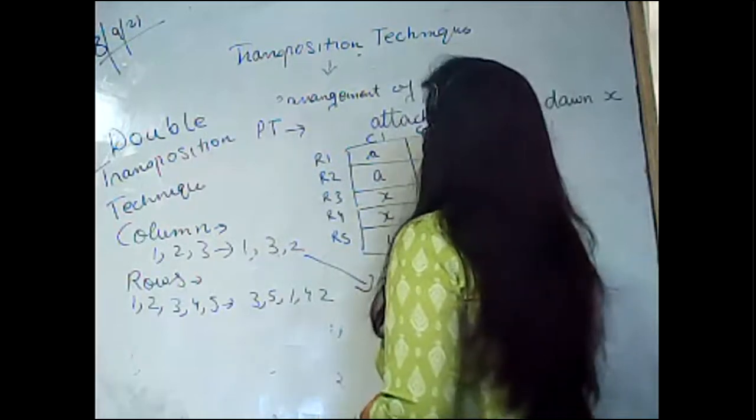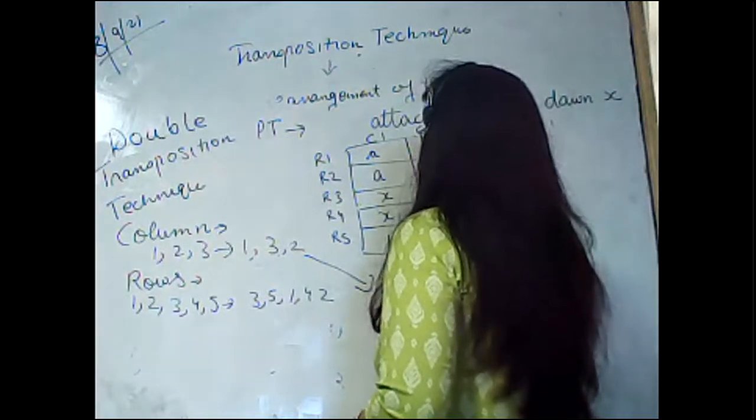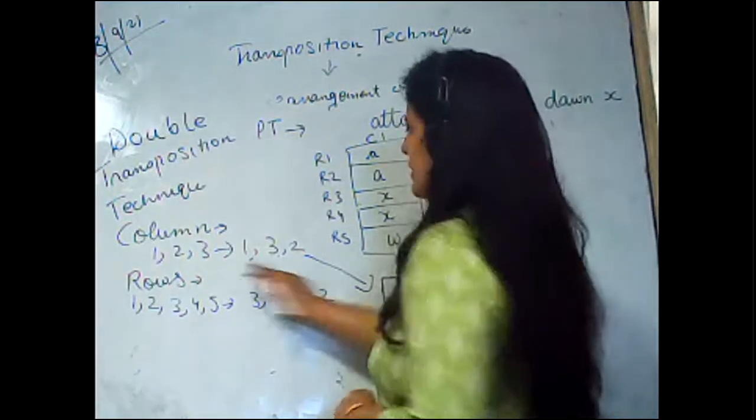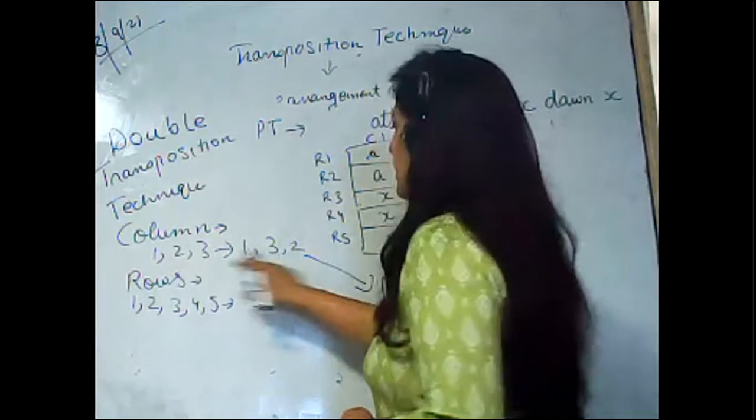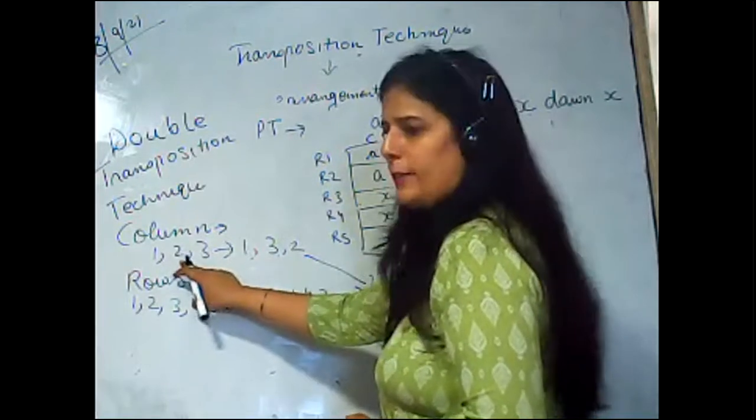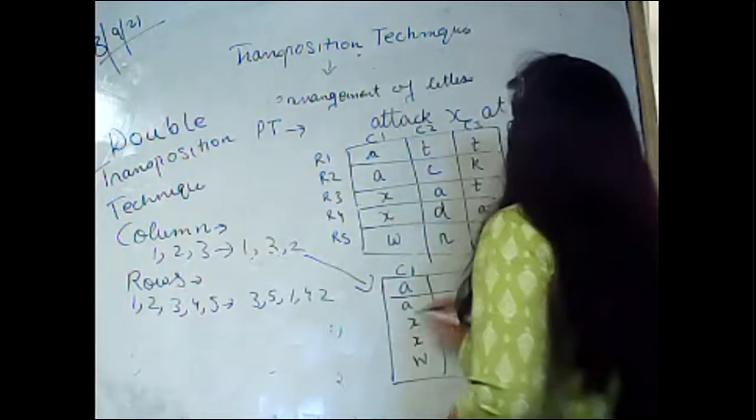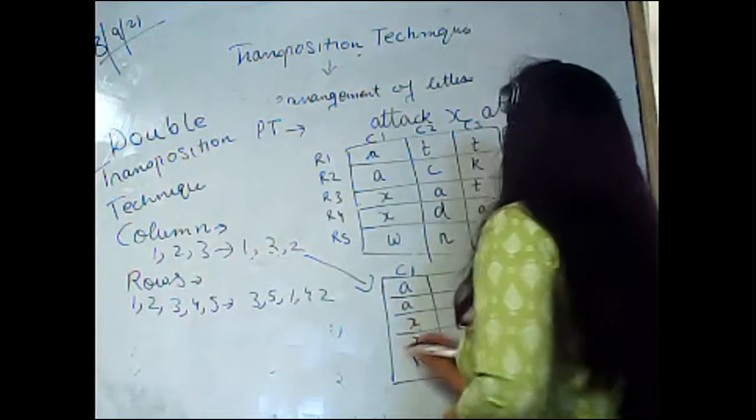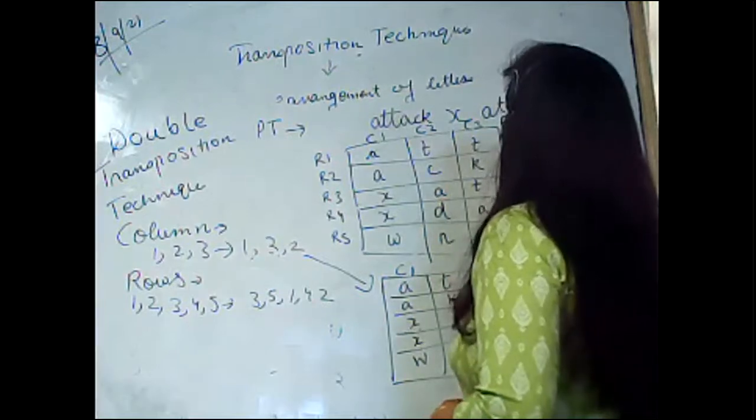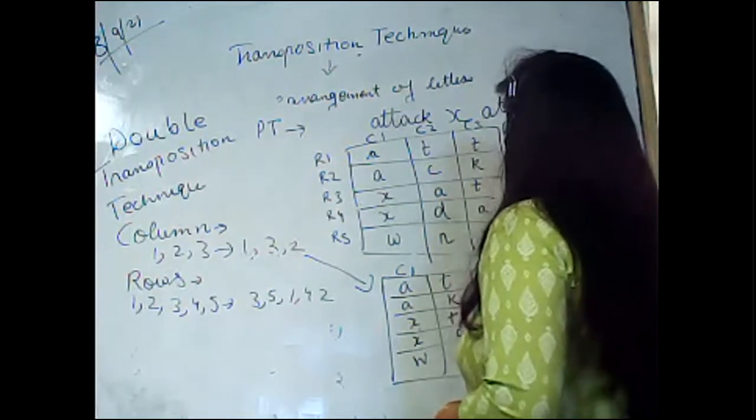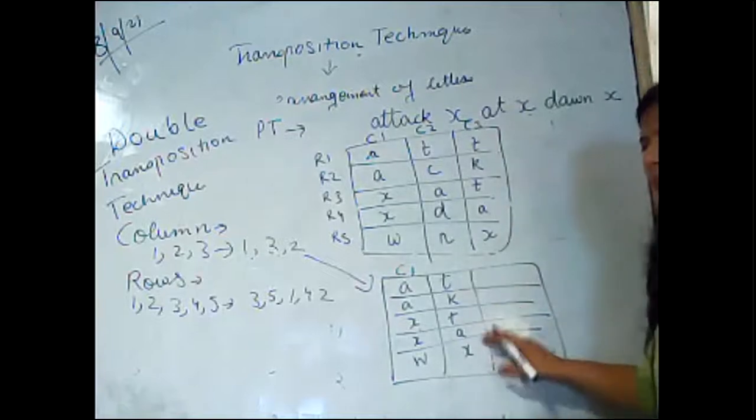So C1 will remain the same: A, X, X, W. Because it is saying that one should remain the same. But in the second part, we get the third column. So what are the values for the third column that we are getting here? That is T, K, T, A, X. Right? T, K, T, A, X.